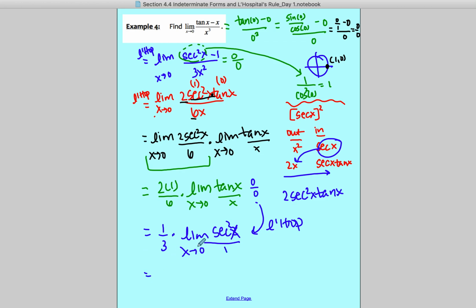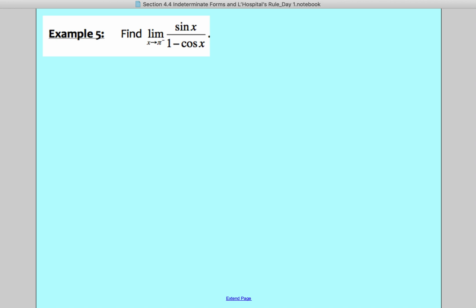And now I can plug in 0. We already know what secant squared of 0 is. Where is it? Right here. Secant squared of 0 is 1. So I have 1/3 times 1. And so my final answer is 1/3. So example 4 is one of the more complicated ones that we're going to cover today. But there is example 4.